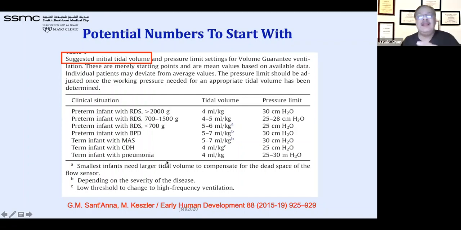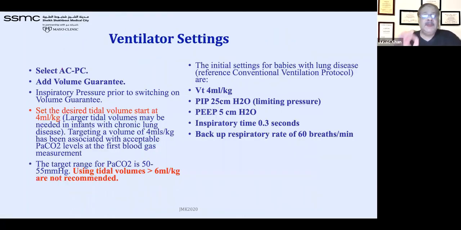So these are some kind of guidelines which we have, and these are the pressure limit or PIP here. So this is a very handy guideline. We can use it. So these are the ventilator settings. So first of all, you should select the Y-axis control on your ventilator. Y-axis control we will talk about in other talks because this talk is getting too long.